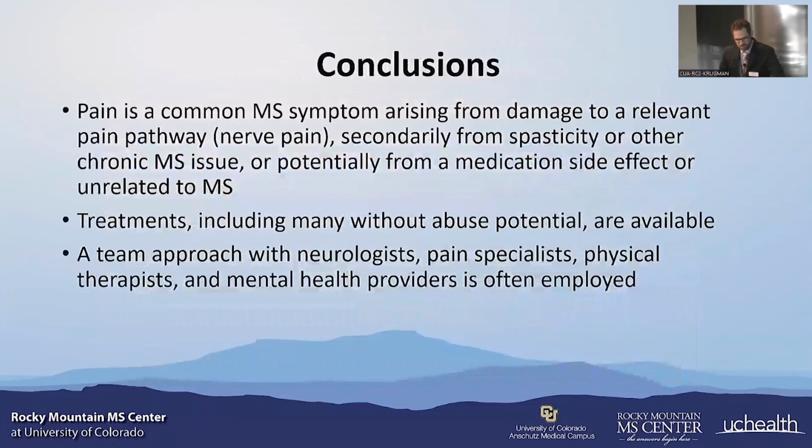And so to conclude, pain is very common in MS. It can arise from damage to a relevant pain pathway, in which case we would get nerve pain, or secondarily from spasticity or other chronic MS issue, or potentially from a medication side effect, or could be just unrelated to MS. There are treatments, including many that don't have abuse potential, available, but unless you tell us that this is what's going on, we don't necessarily know, and we can't address it. So that's the important element. And so we may end up relying on or working collaboratively with other specialists, including pain specialists, therapists, and mental health providers.